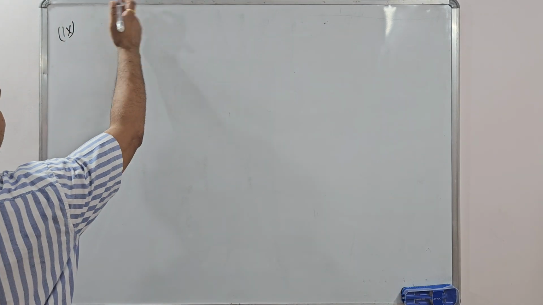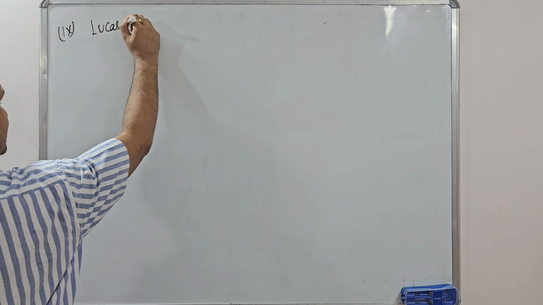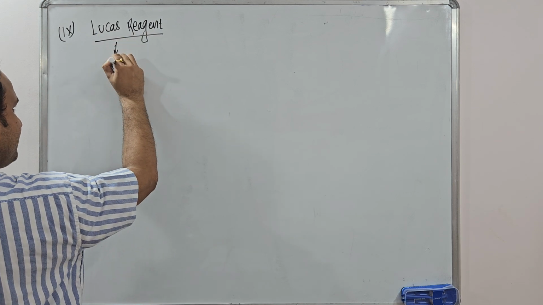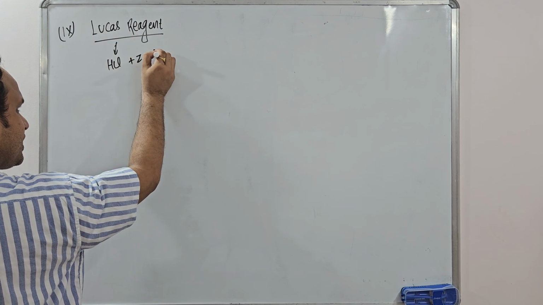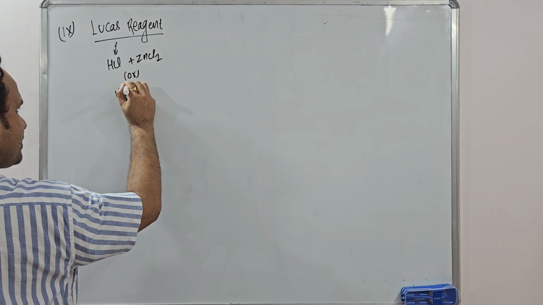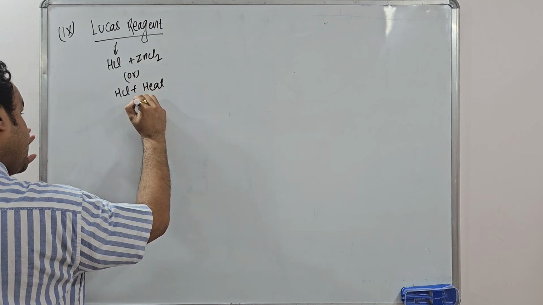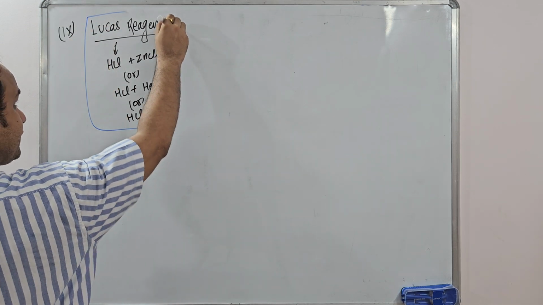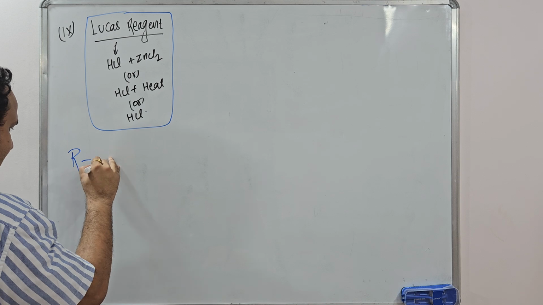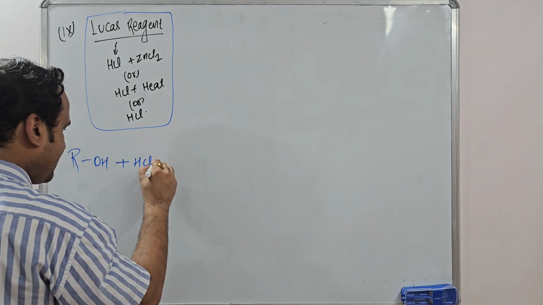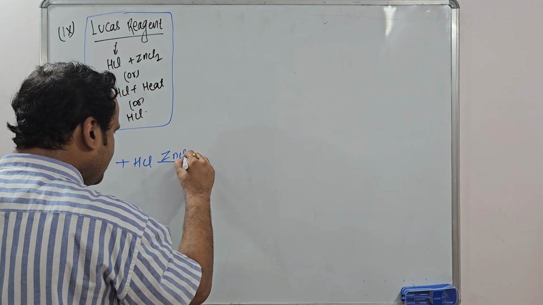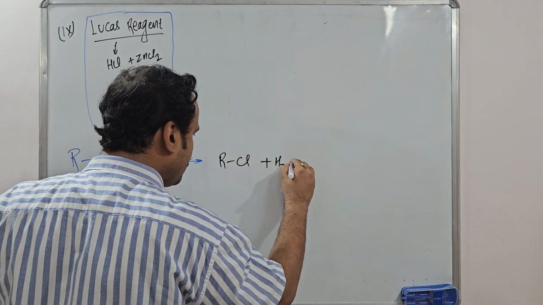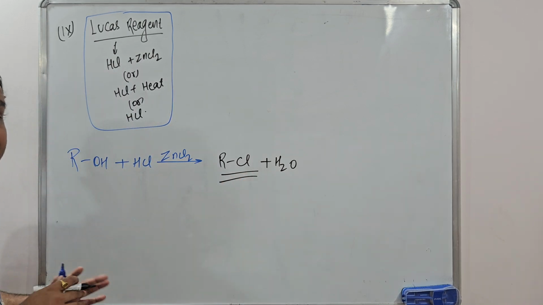Numbering does not matter. Next one is known as Lucas reagent. The reagent is either they will give HCl plus ZnCl2, or they will give HCl plus heat, or simply they will give HCl. In all of the cases, if that is reacting with alcohol, if I have taken ROH, reacting it with HCl in presence of ZnCl2, it will form RCl plus H2O. So it will produce again alkyl chloride.